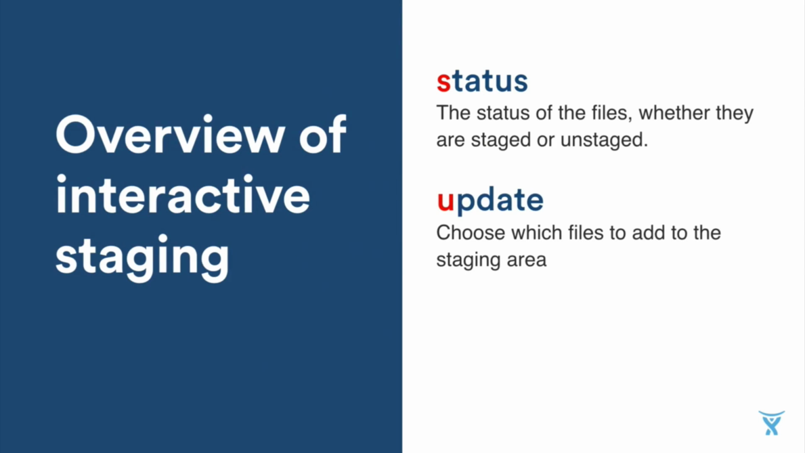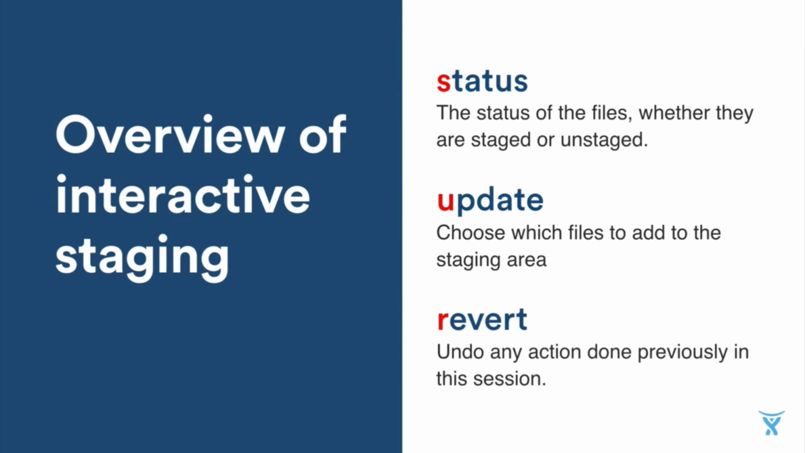Update allows you to add an entire file to the next commit. So if you've made changes to a certain file and you know that all those changes should go into the next commit, you can just type update and then the file number or the initials, a pattern that Git will recognize for that file name, and you can add it to the next commit very easily. Revert allows you to undo the operations that you've been doing on that specific file during your interactive session. And there's a few more.